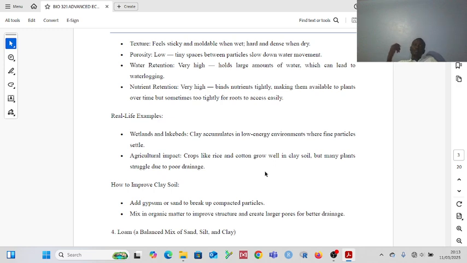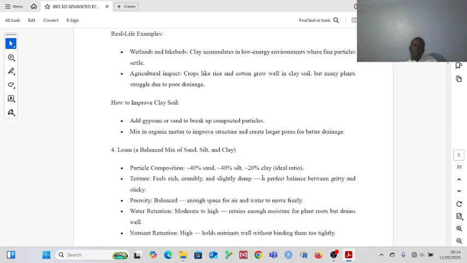So the best way to improve clay soils is to add sand particles. When you've added the sand particles, you will help to break down those compacted soil particles. And the sand will come and increase the porosity.